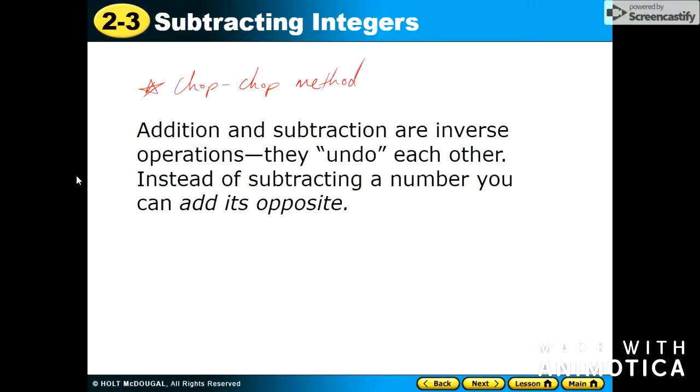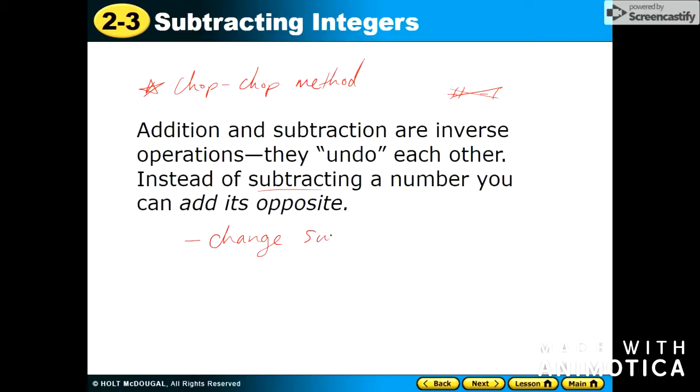But it says addition and subtraction are inverse operations. They undo each other. Yeah, we kind of knew that, +1 and -1 are opposites. They cancel out to get 0. It says instead of subtracting a number, you can add its opposite. Okay, that's kind of nice. So instead of dealing with subtraction, we can change our subtraction. I'm going to write this down. I would write it down if I were you too.